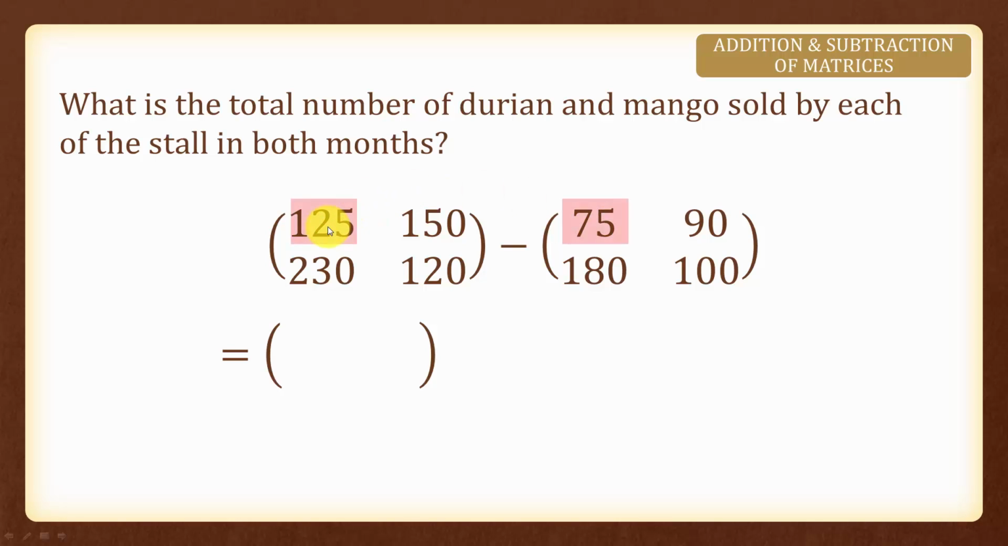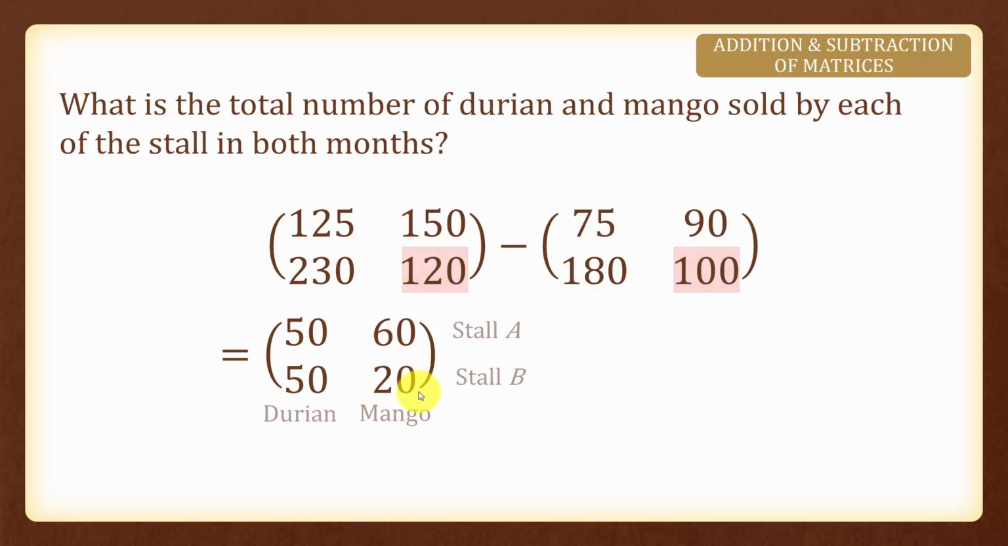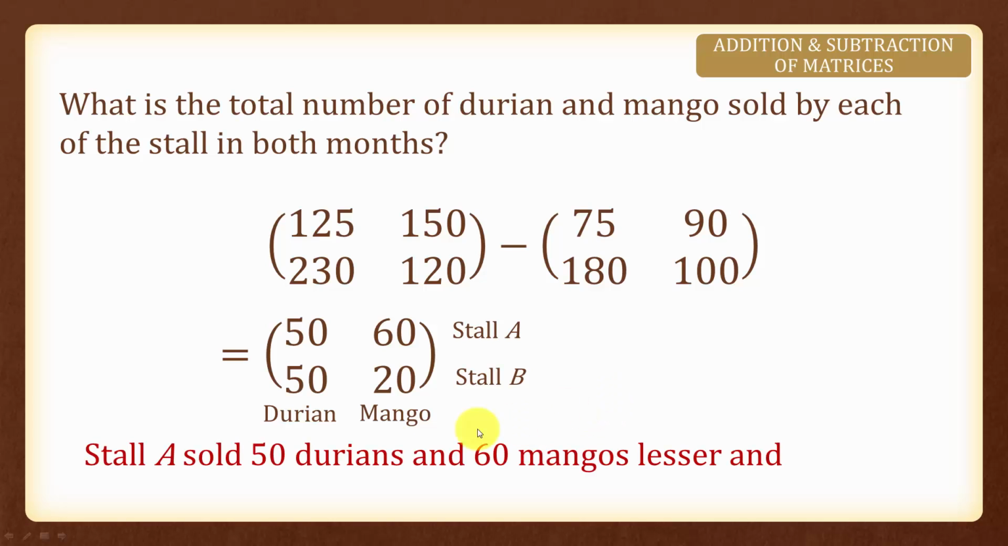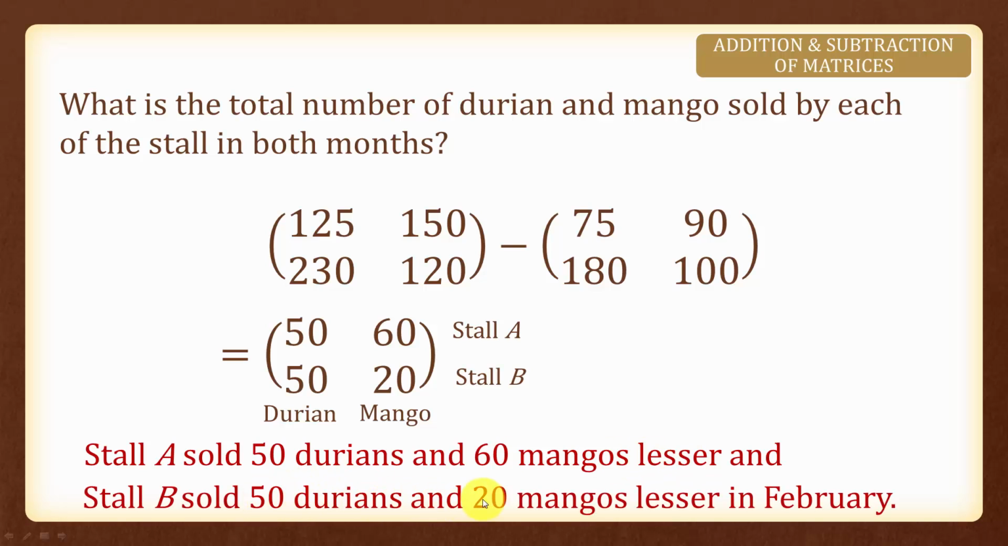And hence, we will subtract the elements in the first row, first column to give us 50. Next, we will subtract the elements in the first row, second column to give us 60. We will subtract the elements in the second row, first column to give us 50. And finally, we will subtract the elements in the second row, second column to give us 20. And therefore, store A sold 50 durians and 60 mangoes lesser, and store B sold 50 durians and 20 mangoes lesser in the month of February.